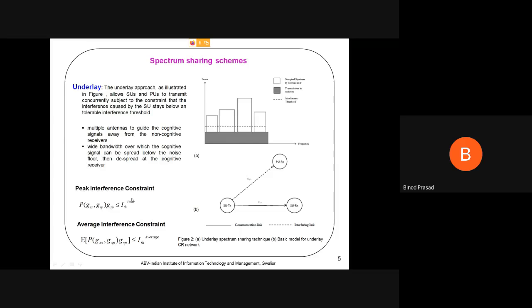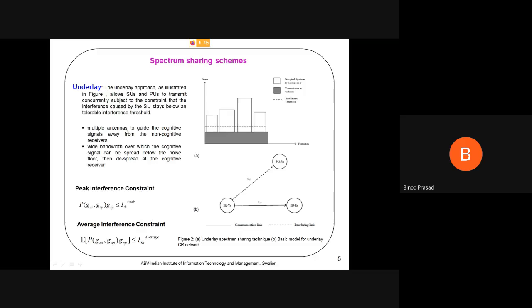Whereas the average interference constraint says that whatever the SU is transmitting, on average the interference produced by the SU transmitter at the PU receiver should be below a given average interference threshold. That is for services where delay doesn't matter, like data or internet, where one may not require a certain speed every second, but can ask for this much speed on average. So these are the performance metrics, the constraints one opts for in order to analyze this scheme: the peak interference constraint and the average interference constraint.